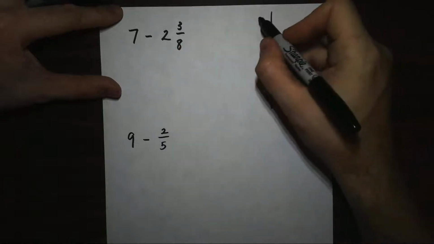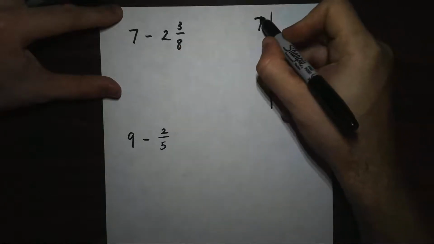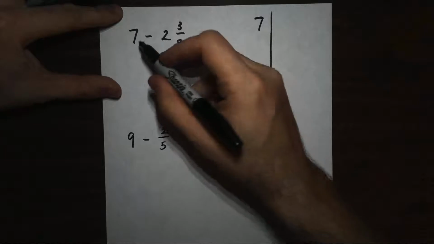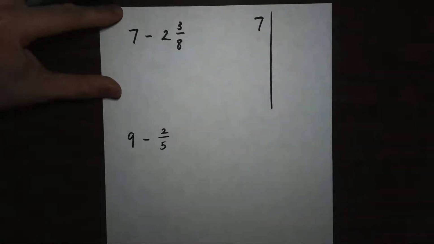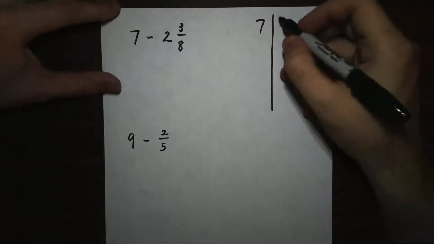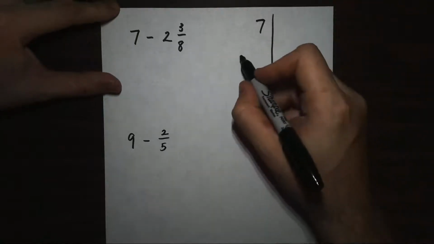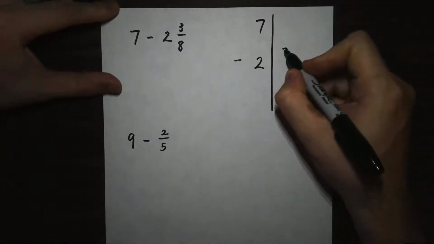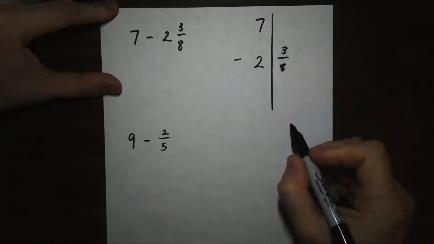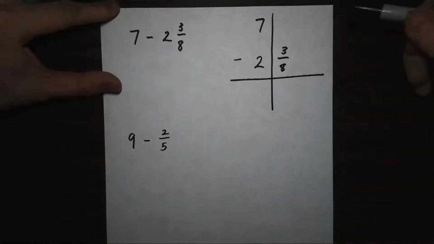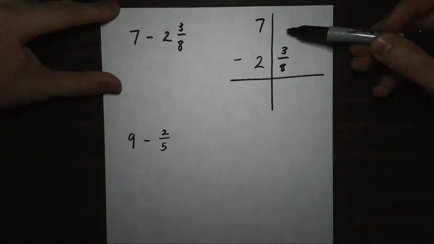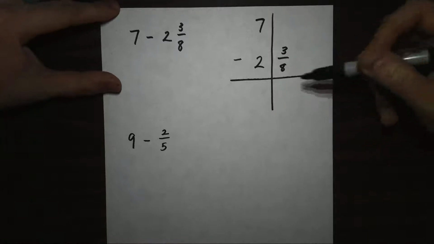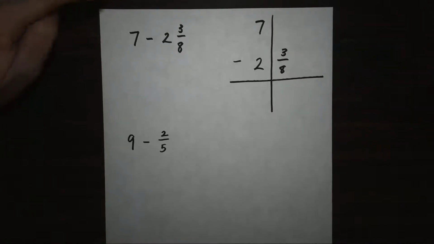And I'm going to put the 7 in my whole number column, and this whole number doesn't have any fraction with it right now. That would be the same thing as like 7.0. So I'm going to put nothing over here. And my 2 has 3/8 with it. So what I'm trying to do is take 3/8 away from nothing over here. And I can't take 3/8 away from nothing. So this is where I'm going to have to do some regrouping.